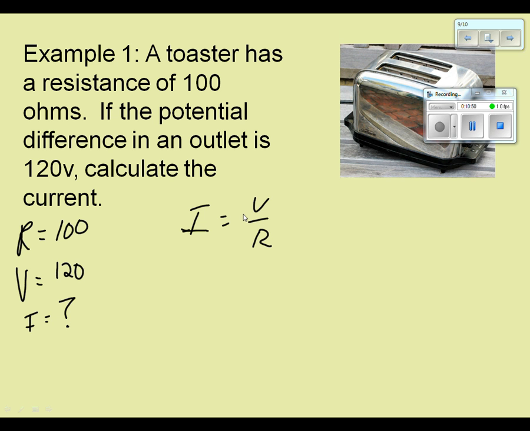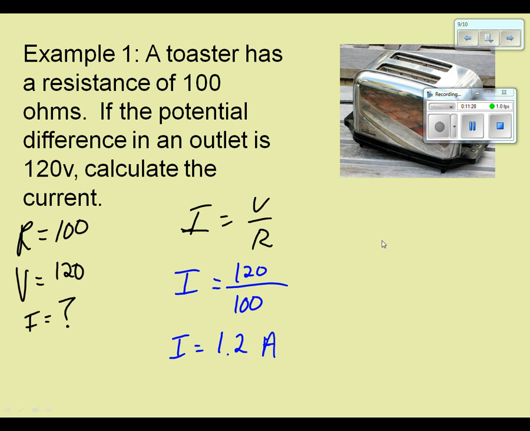Now we write down the formula. Plug in what you know and what you don't know. I, we don't know. V is equal to 120. The resistance is 100. 120 divided by 100. 1.2 what? What do we measure current in? Amps. 1.2 amps. The current is 1.2 amps.